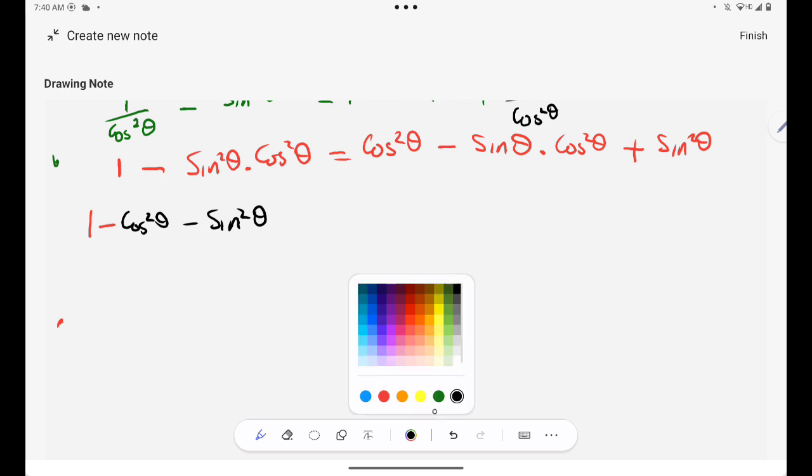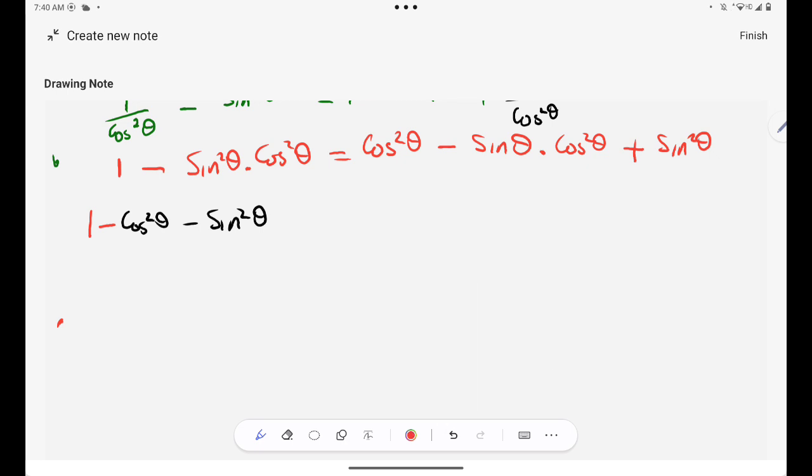and then I will have a negative sine squared theta cos squared theta plus sine theta cos squared theta is equal to 0. Are you together? Everything that I took from the right hand side, I've written it in black. And then everything which is in red, these are just things that were already on the left hand side.